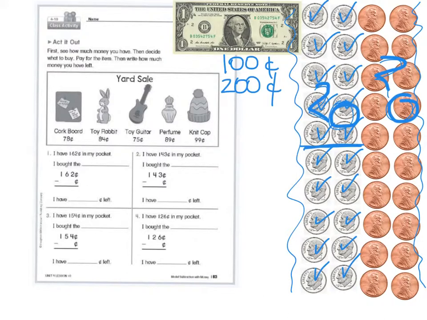Now I'm going to count up my pennies. Now I'm going to count by ones, but I know I have 20 pennies. So at the end, if I'm counting by ones, I should have 20 cents. So let's count. 1, 2, 3, 4, 5, 6, 7, 8, 9, 10, 11, 12, 13, 14, 15, 16, 17, 18, 19, 20. And I do. So I have 20 cents for my pennies.